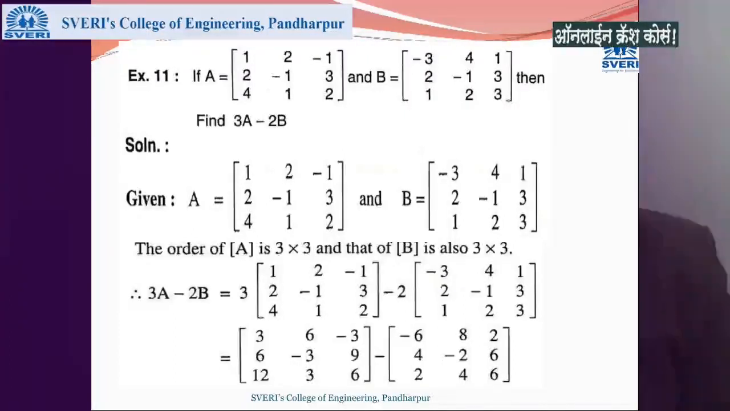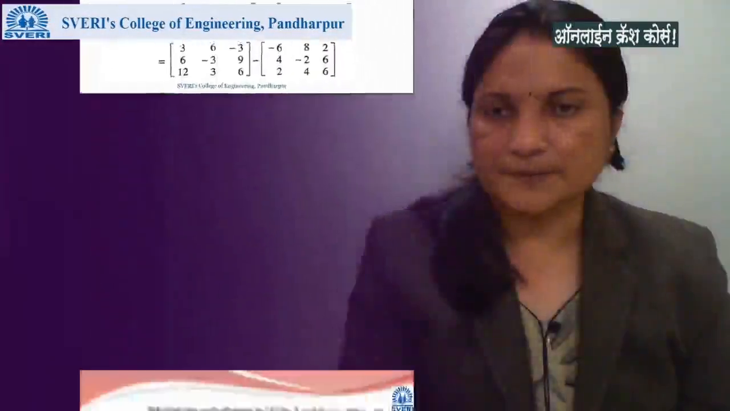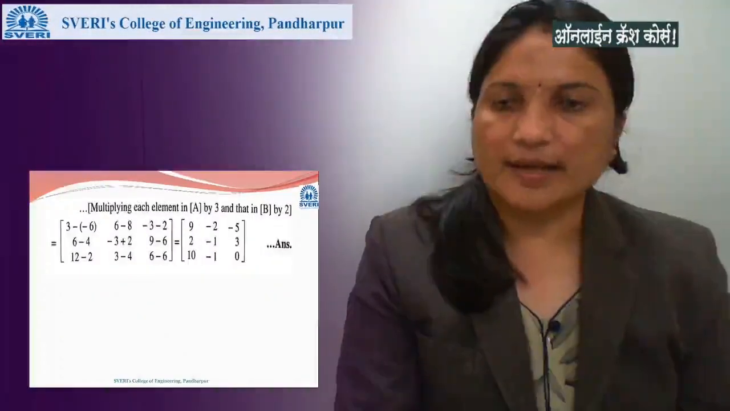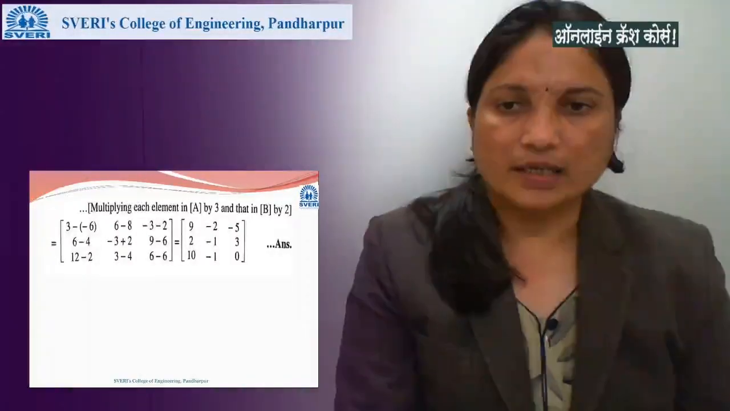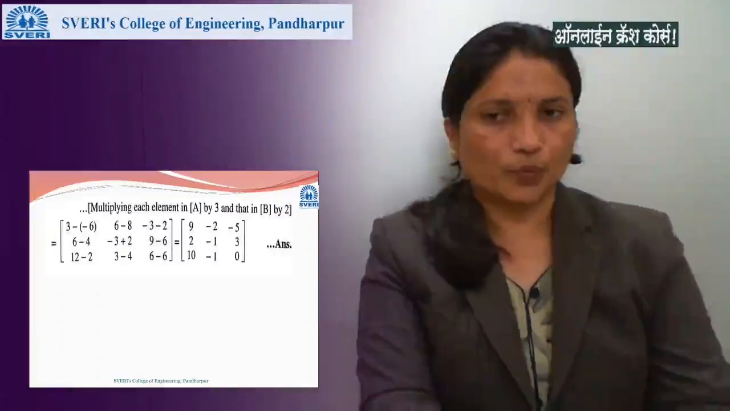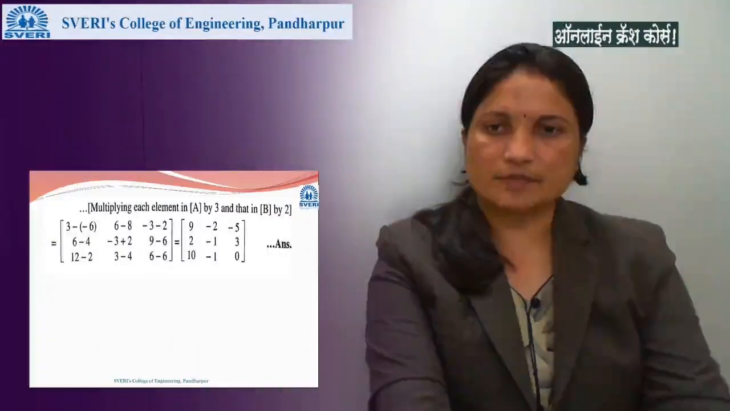Finally, multiplying 3 to A and 2 to B, we get the matrices 3, 6, minus 3, 6, minus 3, 9, 12, 3, 6 and minus 6, 8, 2, 4, minus 2, 6, 2, 4, 6. So what is the answer? We get the new matrix 9, minus 2, minus 5, 2, minus 1, 3, 10, minus 1, 0.